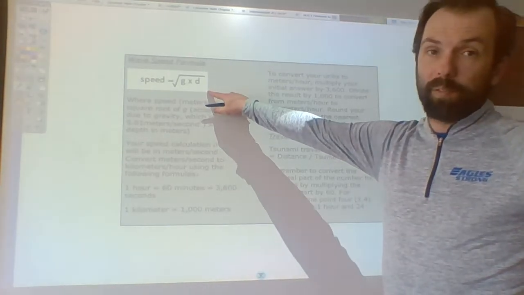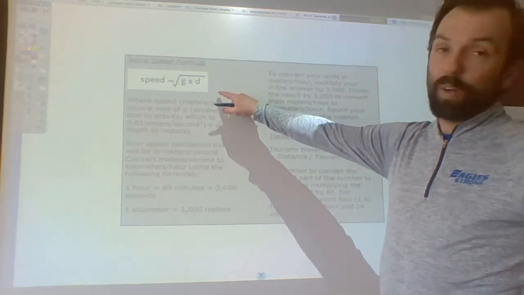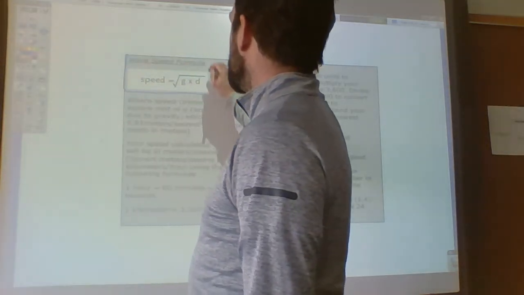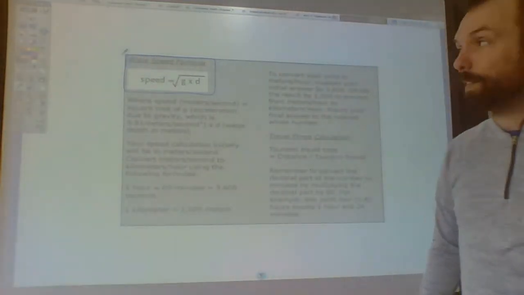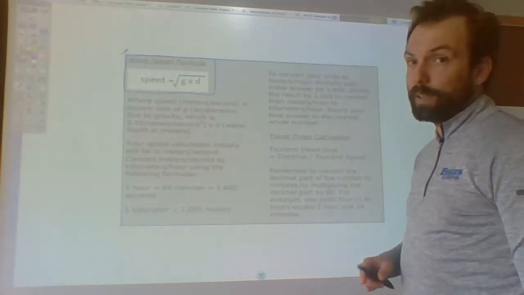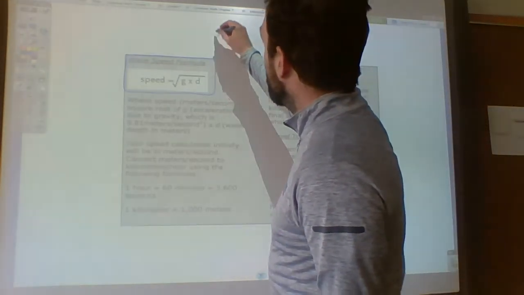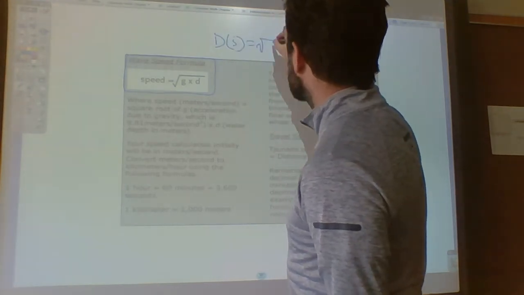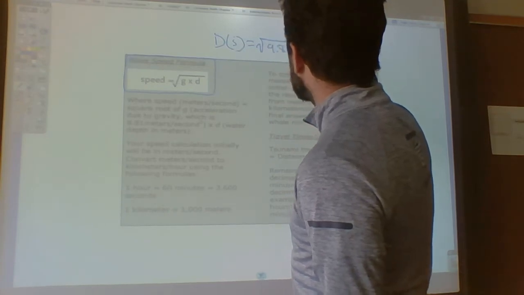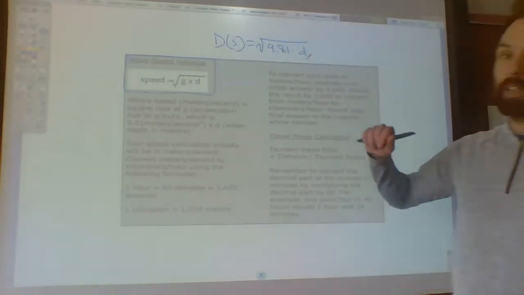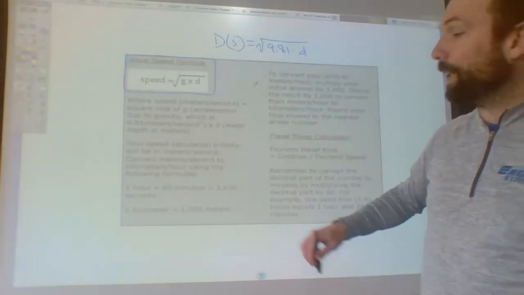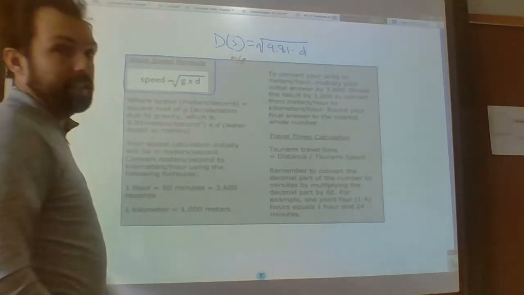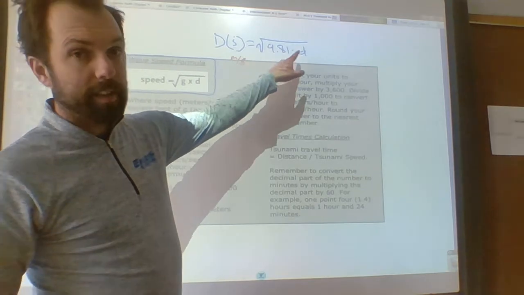First off, we have our radical equation. It's called the wave speed formula here. And this equation is what we're going to use to model the speed of a tsunami. We'll see it written in one other way. It can be written as d of s equals the square root of 9.81 times d. So the speed in meters per second of a tsunami is equal to the square root of 9.81 times d.